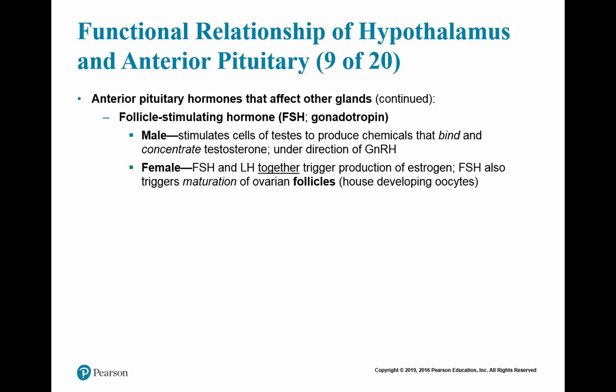Follicle stimulating hormone, FSH. Gonadotropin releasing hormone from the hypothalamus directs the anterior pituitary to release follicle stimulating hormone. In a male, that goes to the testes and has to do with concentrating and binding testosterone. In a female, along with luteinizing hormone, they work together, they're synergists, so that the ovaries will make estrogen, and that helps the follicle that's around the oocyte develop.